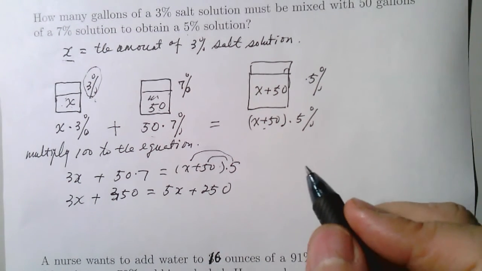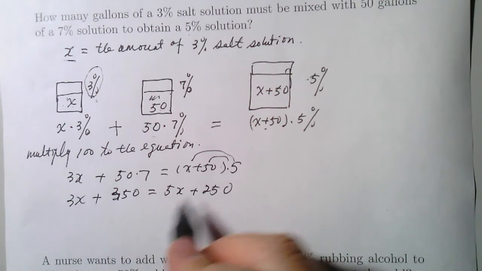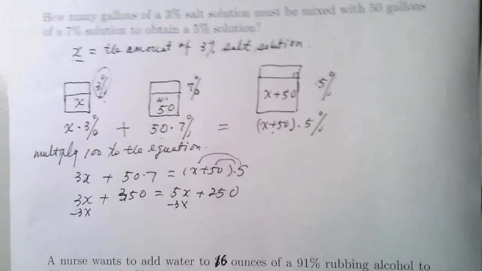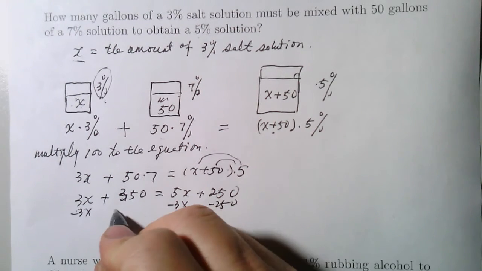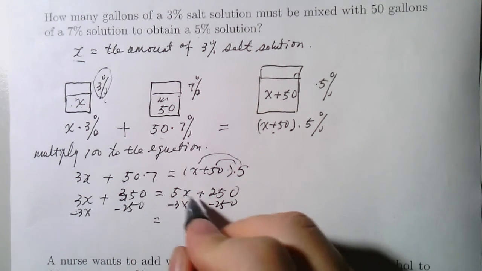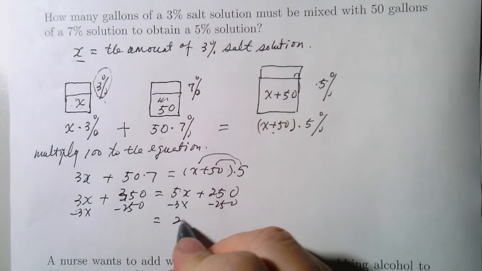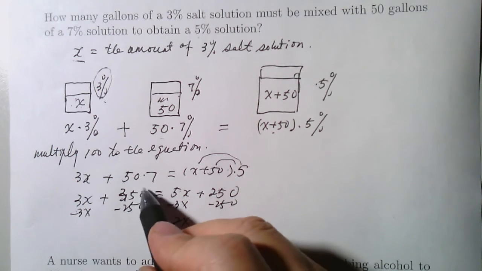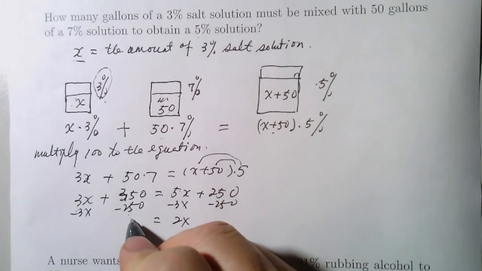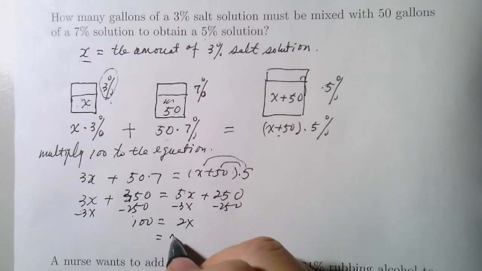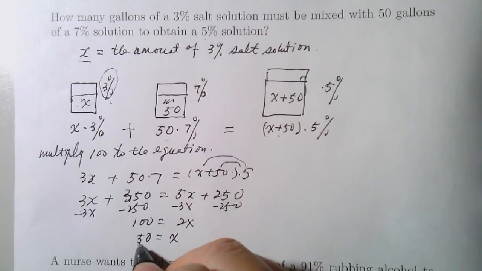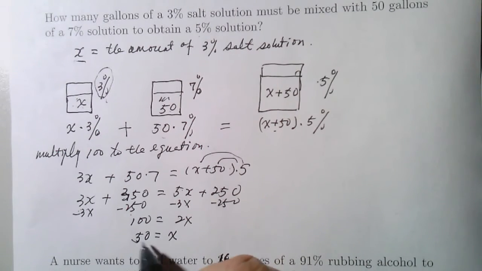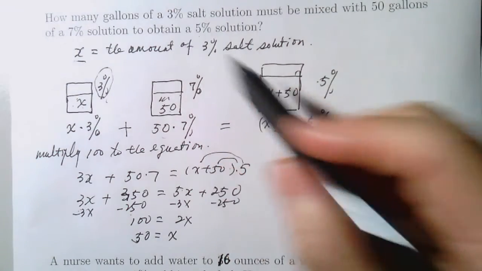Now let's subtract 3x from both sides, and also subtract 250 from both sides. 5x minus 3x is 2x. 250 minus 250 is 0. 3x minus 3x is 0. 350 minus 250 is 100. Dividing both sides by 2, I have 50. So x is 50 gallons of the 3% solution.